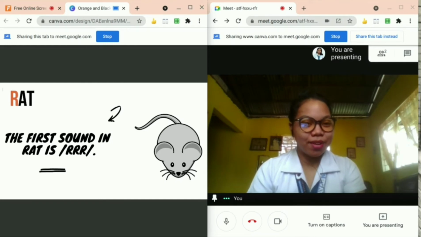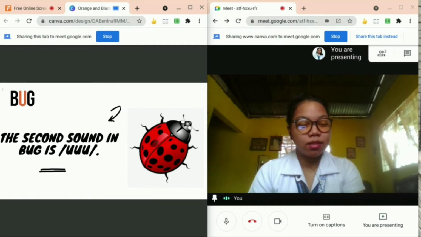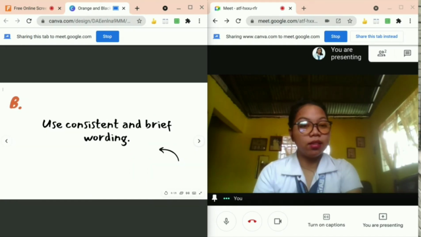R. Okay, very good. Now, the word bug is made up of 3 different sounds. The second sound in bug is u. Again, u. Okay, so everyone, say the second sound in bug. Great. Next, the word boot is made up of 3 different sounds. The third sound in boot is t. Boot ends with t. Everyone, say the third sound in boot. T. Nice one.